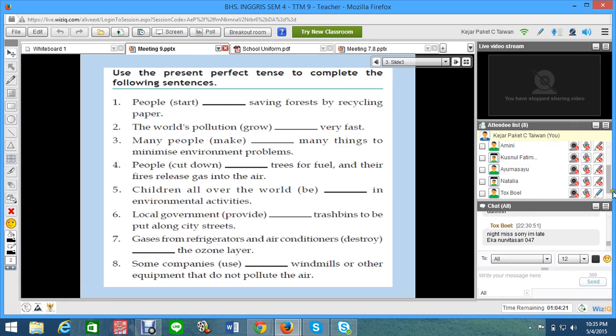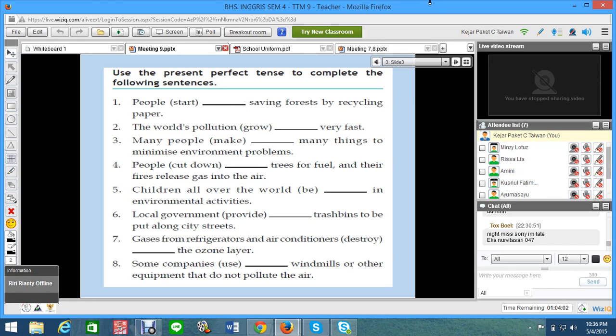Okay, number 1 sudah bisa? Mbak Santi di mana? Okay. Okay, number 1.